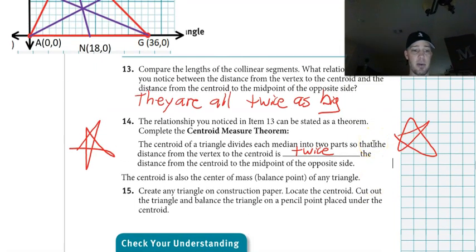So the last question we have before the check your understanding says create any triangle on construction paper, locate the centroid, cut out the triangle, and balance it. Another property that isn't tested, but it's a fun fact, especially if you're in construction, more design than anything, is that the medians create a centroid, which is also the center of gravity of a triangle. So if you found the centroid of a triangle, you could balance it on that point. Like if you had a triangle here, you could literally balance it.